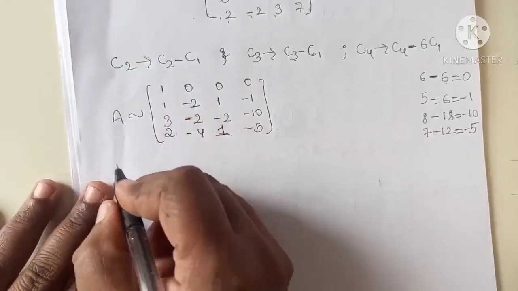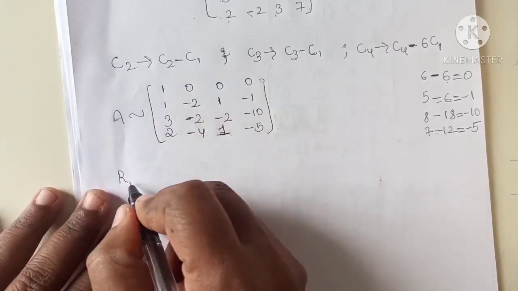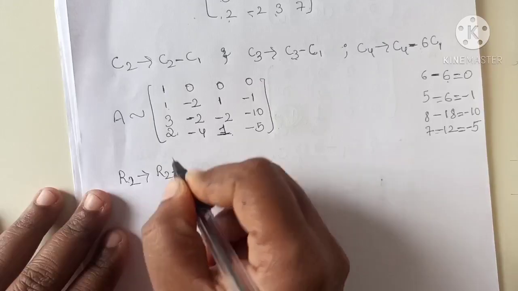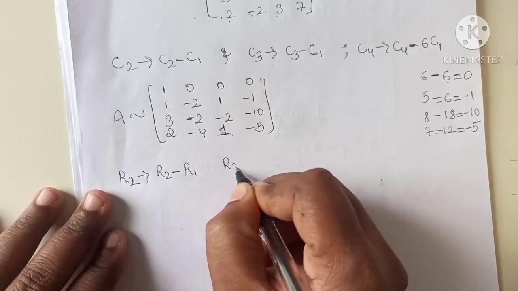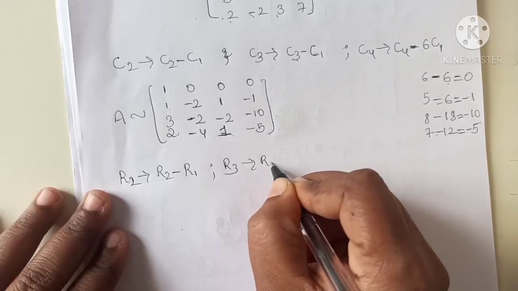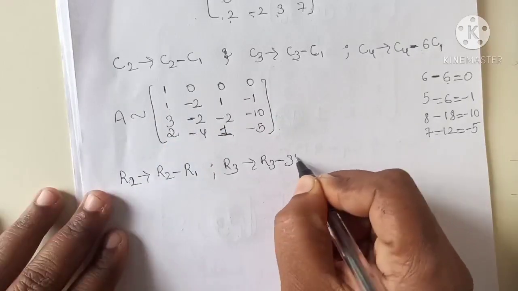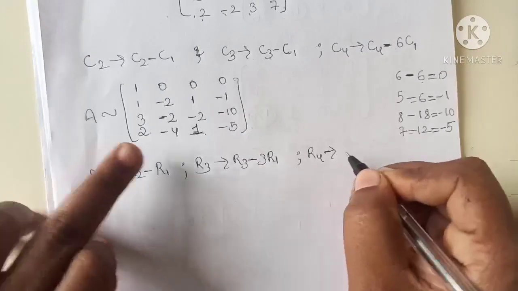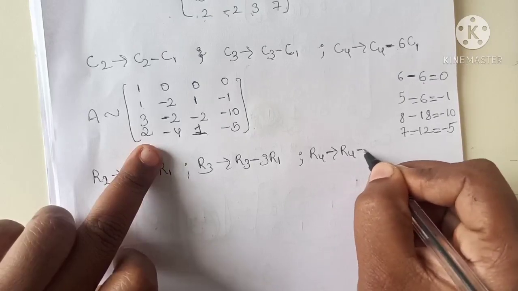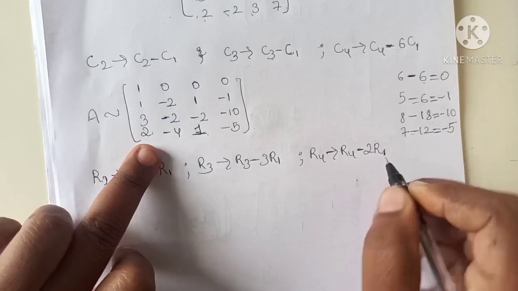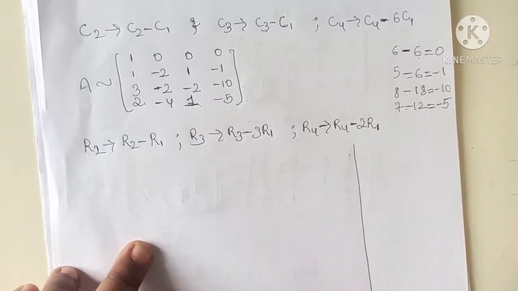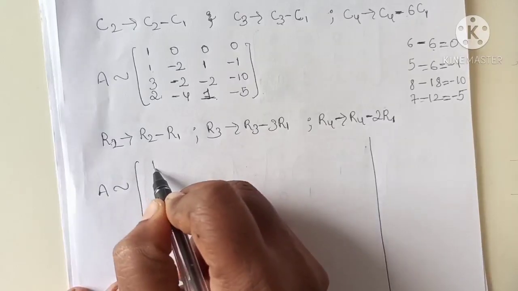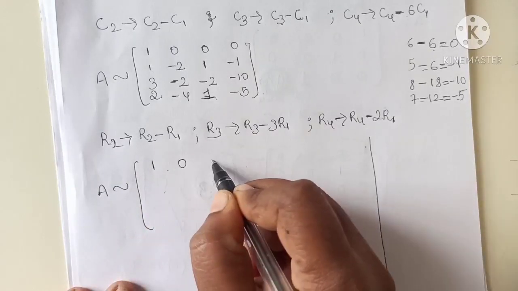Next we apply the elementary row operations, that is R2 equals R2 minus R1, R3 equals R3 minus 3 into R1, R4 equals R4 minus 2 into R1. Okay, here we are simplifying. A is equal to, first write the R1 elements as it is: 1 0 0 0.